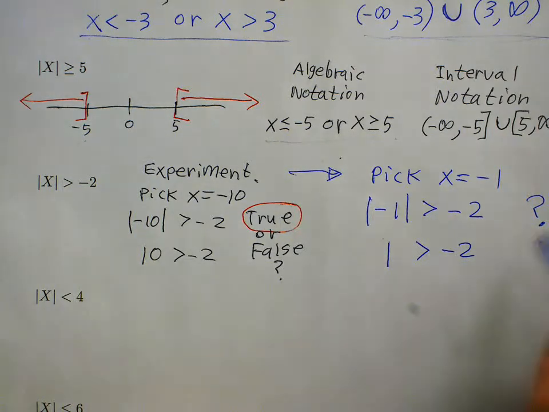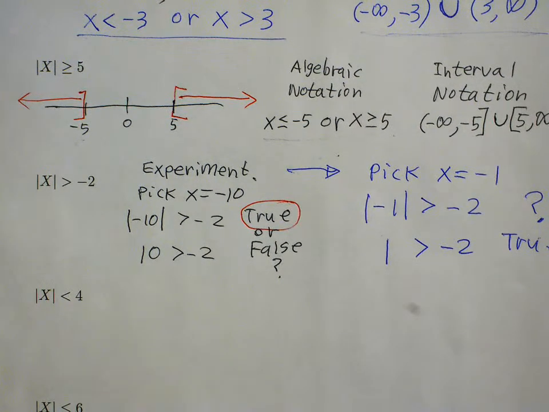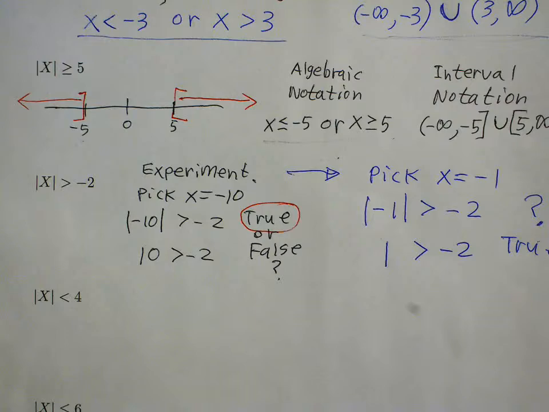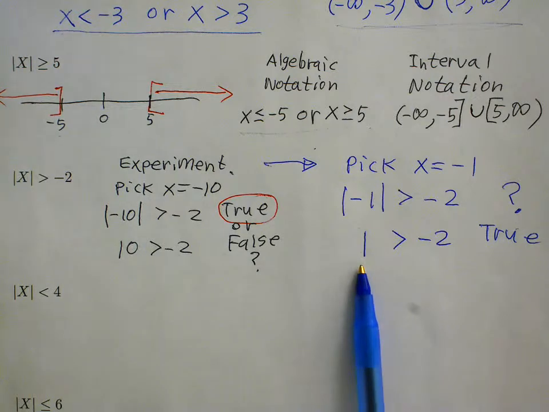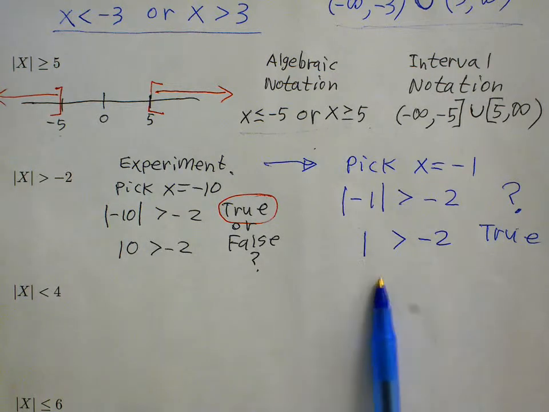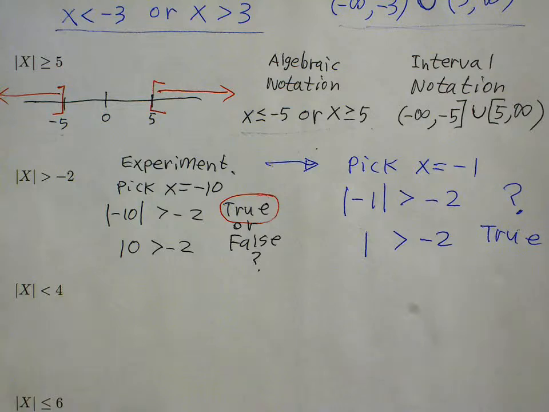It's true. 1 is greater than -2. What about positive 1? If we replace x with +1, we're still going to get 1 greater than -2 because the absolute value of 1 is 1. So 1 is also a solution. So far, we haven't found any numbers that are not solutions. We've only picked numbers that turned out to be solutions.